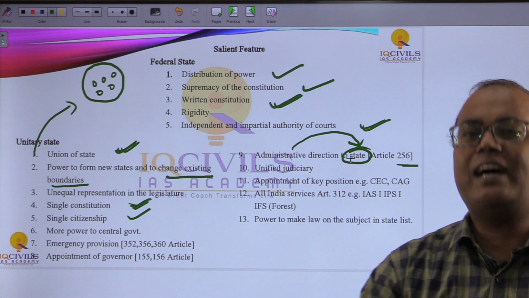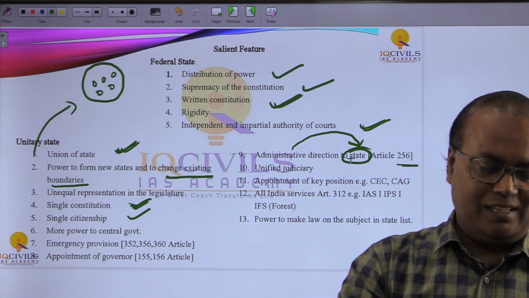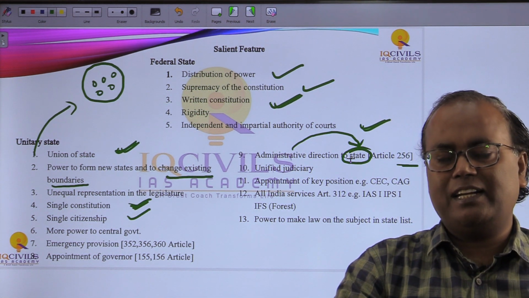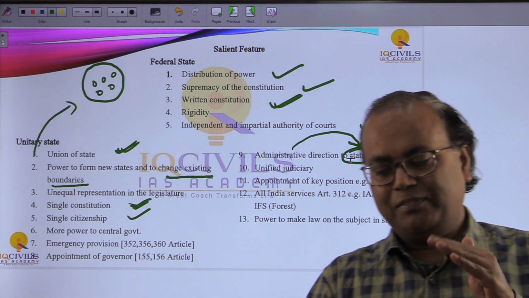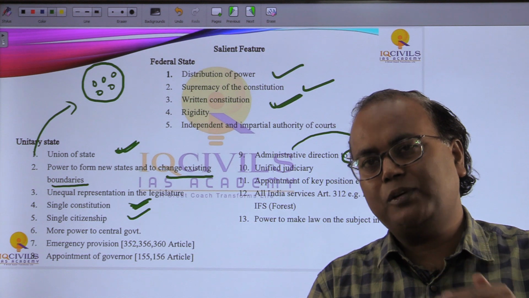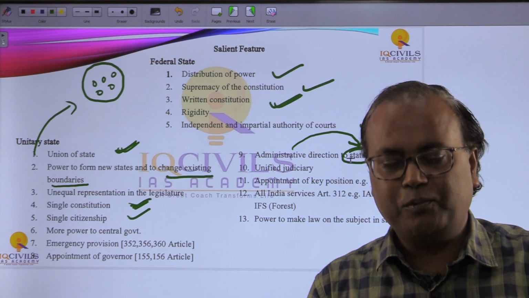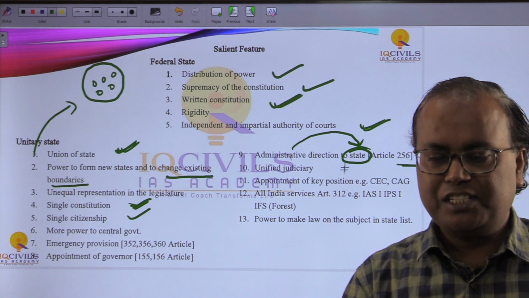So we have a unified judiciary. Any case which is at the subordinate level can be appealed to the High Court, and even the verdict of the High Court can be appealed to the Supreme Court. So, we have a unified judiciary.